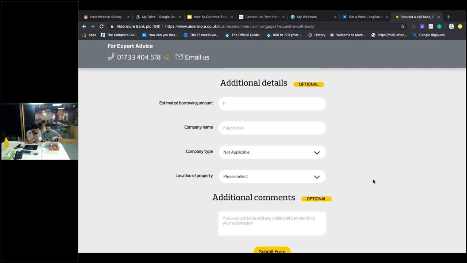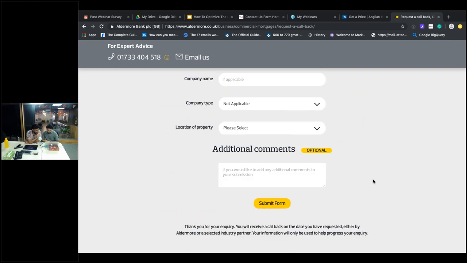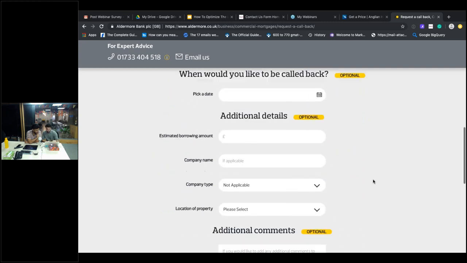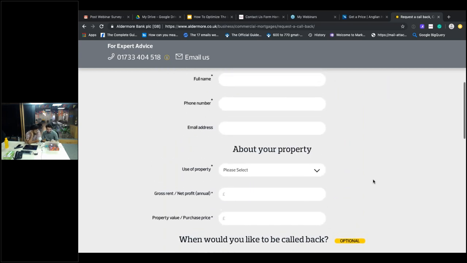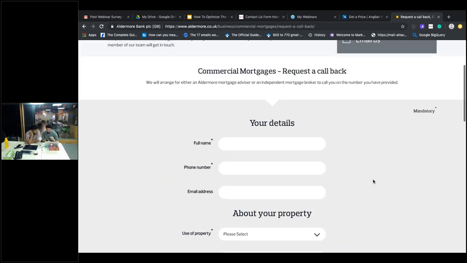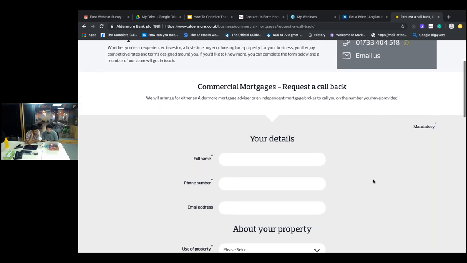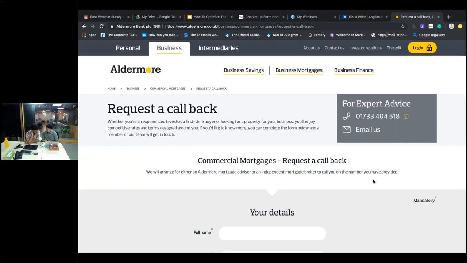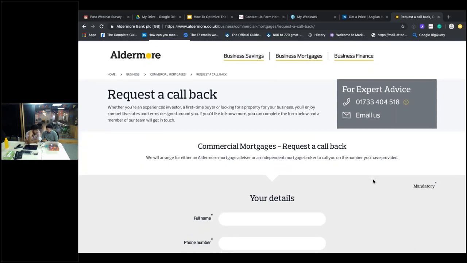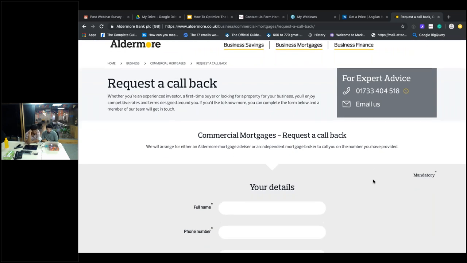So they have sections laid down and I like this part, even in the sections, they mention explicitly that these are optional. It's very interesting. I'm just trying to imagine someone who's in need of this service. So whether you're an experienced investor, first-time buyer, or looking for a property for your business, okay. So someone is definitely looking to buy, no renting or anything like that.